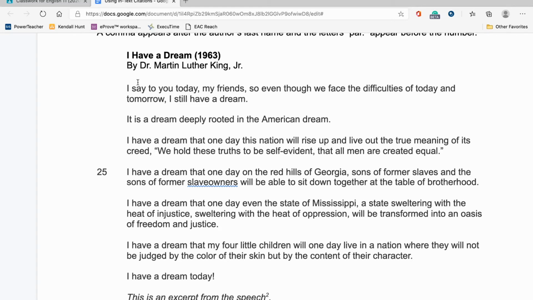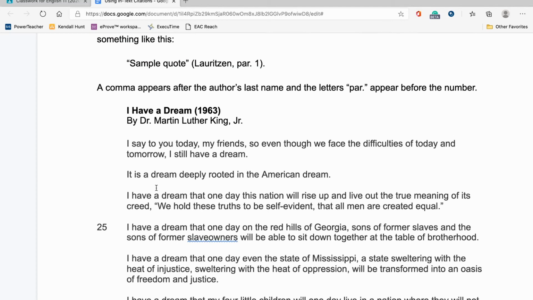Now, what I did is I counted the paragraphs, and I put it to the side here. If your source doesn't have page numbers, like an online source, it's really common to not have page numbers. You need to find some way to narrow it down to make it easier for people to find where the information comes from. So in this case, we can use a paragraph number. So let's say this is our sample quote. You put the author's last name, comma, PAR, period. That stands for paragraph. And then you put the paragraph number or numbers that it comes from. If it's more than one, you just put a dash like that.